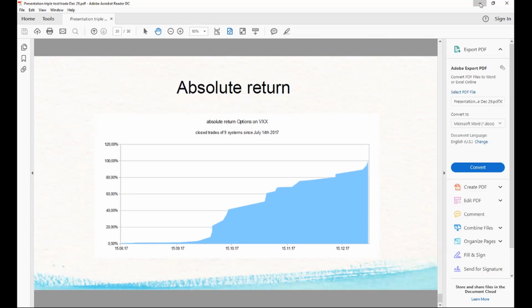I think we're just looking at a PDF file. Is that what you're trying to show us? Absolute return? Yeah, I see something that says absolute return. It's a chart, kind of blue. This one? Yes, that's what we see.